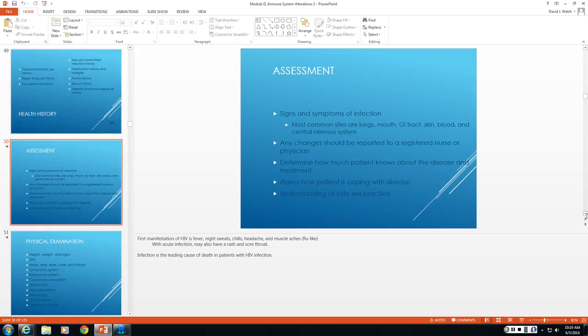You also need to assess how much the patient knows about the disease and the treatment. You need to assess how well they can cope with the disease and their understanding of safe sex practice. You have to remember that you have to teach these people that infection is the leading cause of death in these patients. So any type of infection, any changes in any of these, that's why it's important that they report to a nurse or a physician.